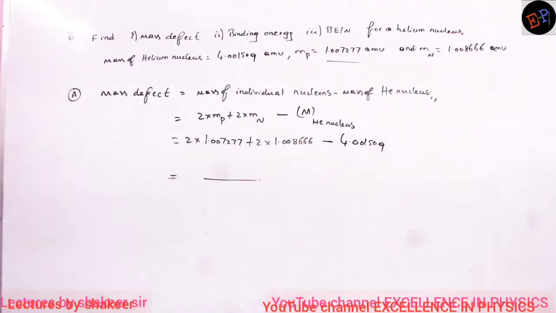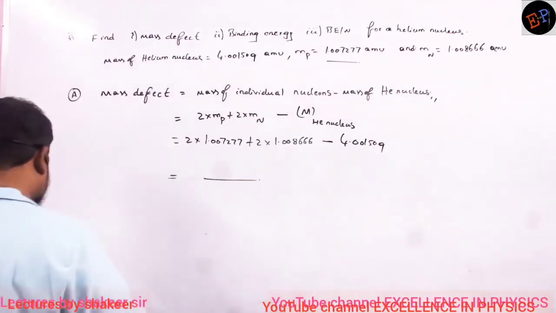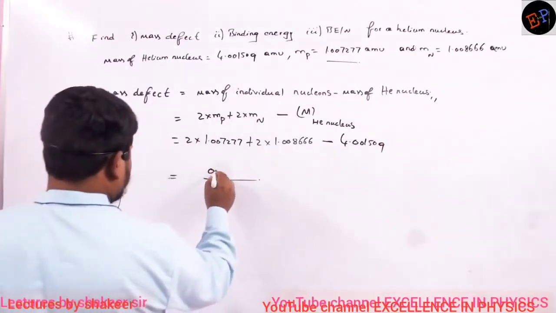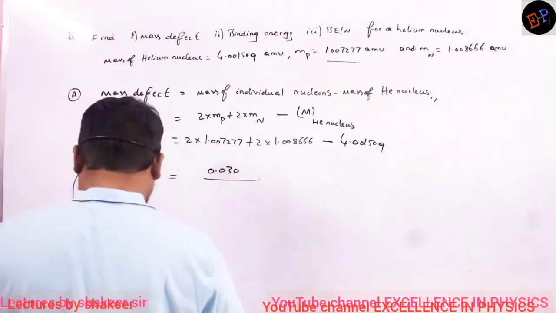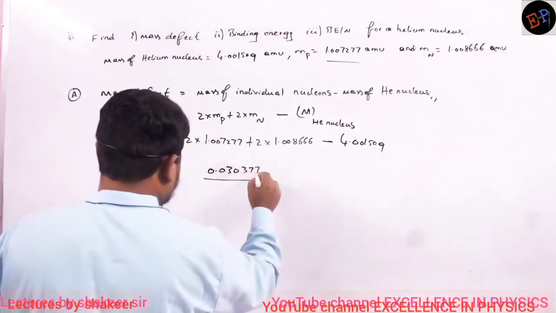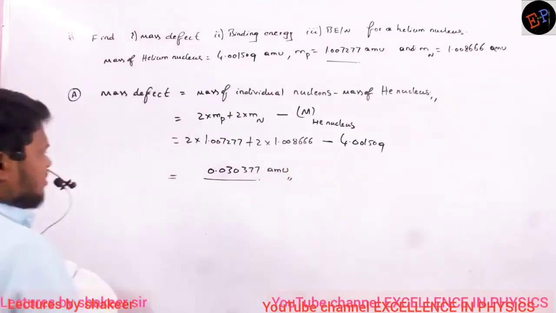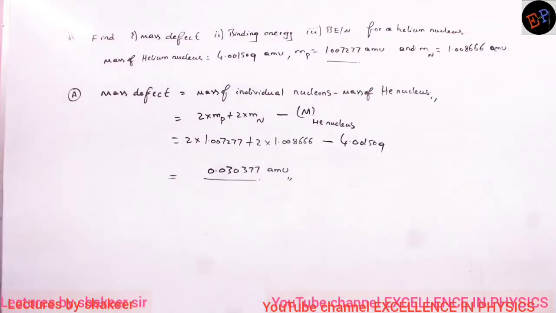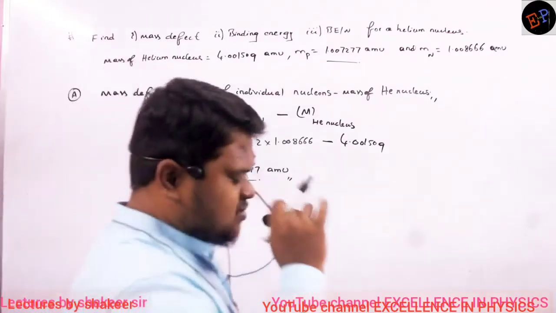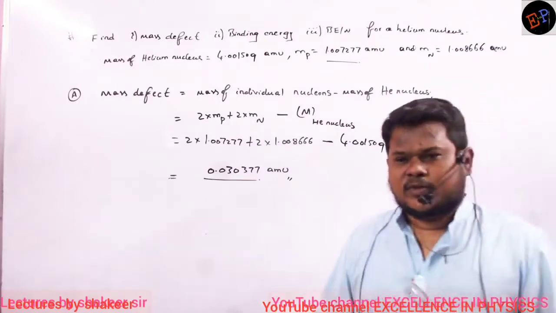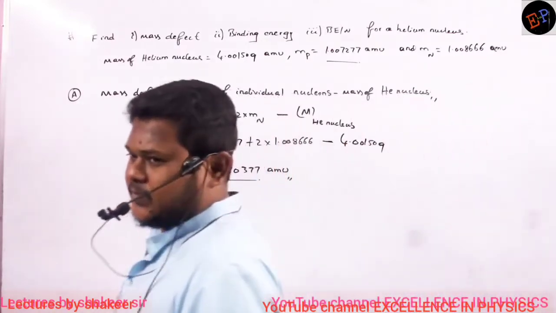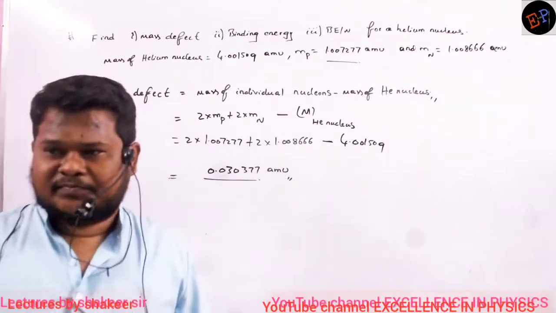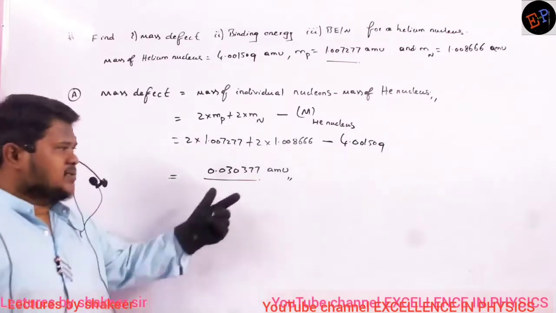Understood? And I will write the mass defect. So the mass defect is 0.030377 atomic mass units. This is the amount of mass which has disappeared when this helium nucleus was formed by combining 2 protons and 2 neutrons. Okay, this is the mass defect.